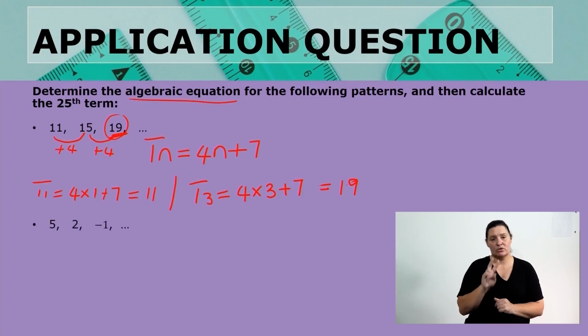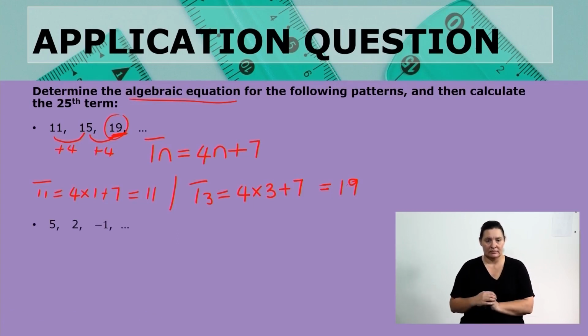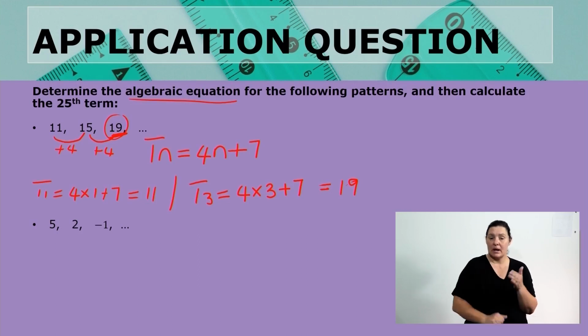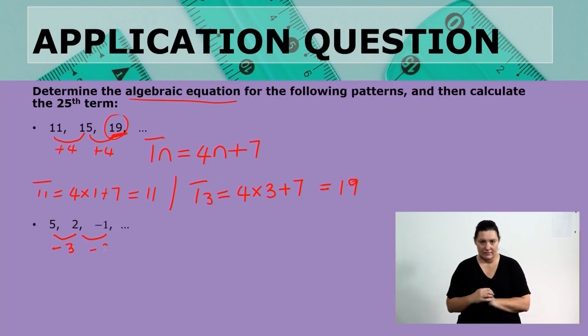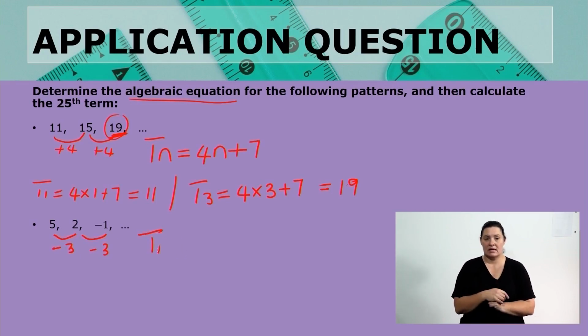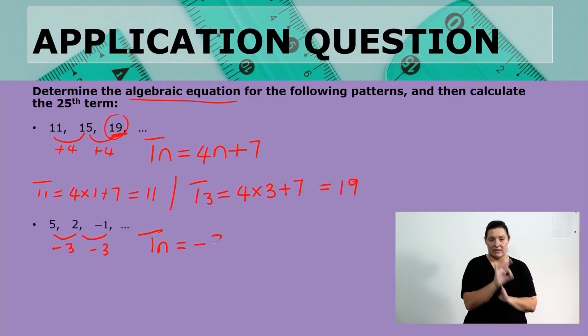We have 5, 2, and negative 1. So what is 2 minus 5? We are subtracting a bigger number from a smaller number. That means our answer is going to be negative. So 2 minus 5 is a negative 3. Again, a negative 1 minus 2 is a negative 3. So our formula is going to say negative 3 multiplied by the term number, which is n.